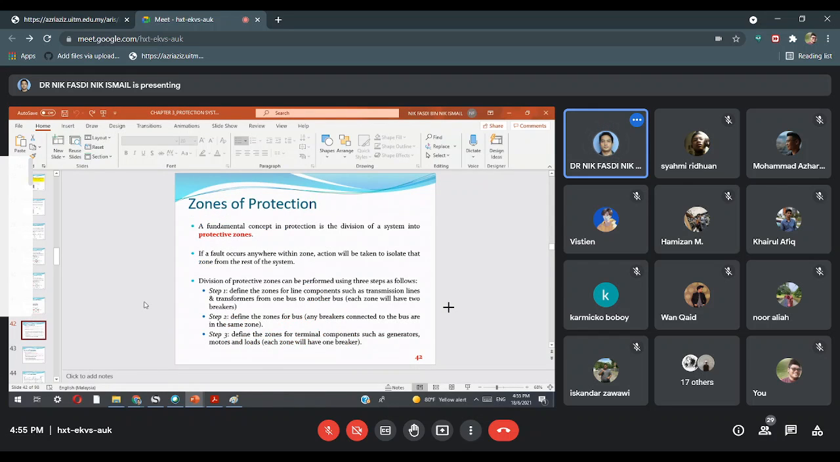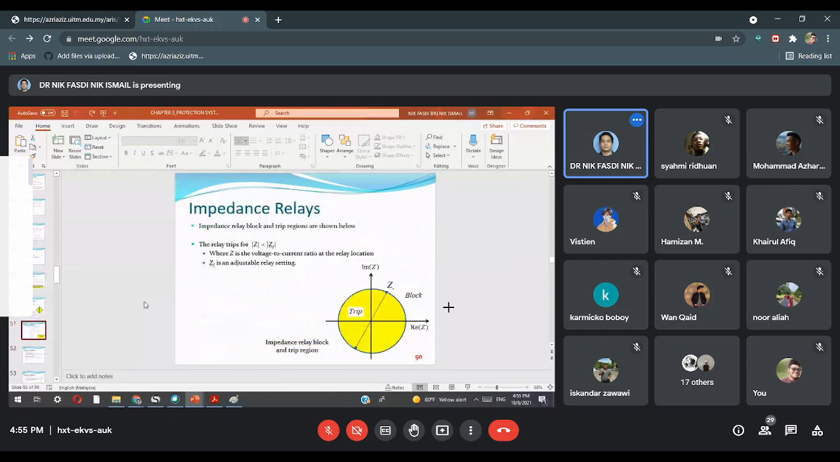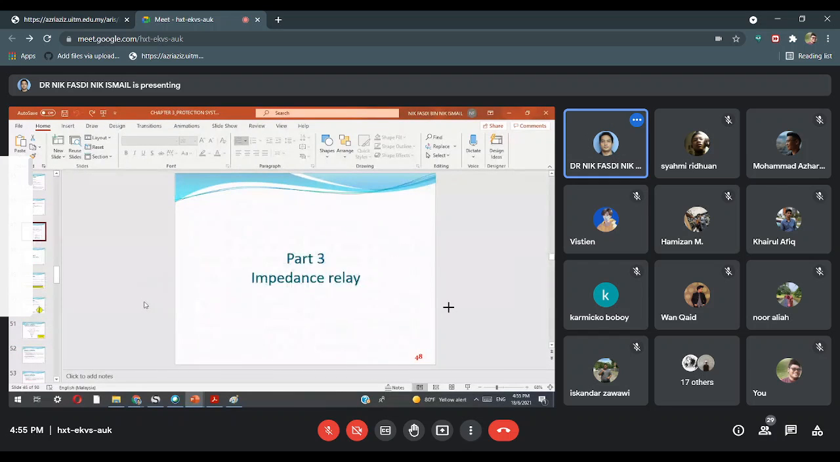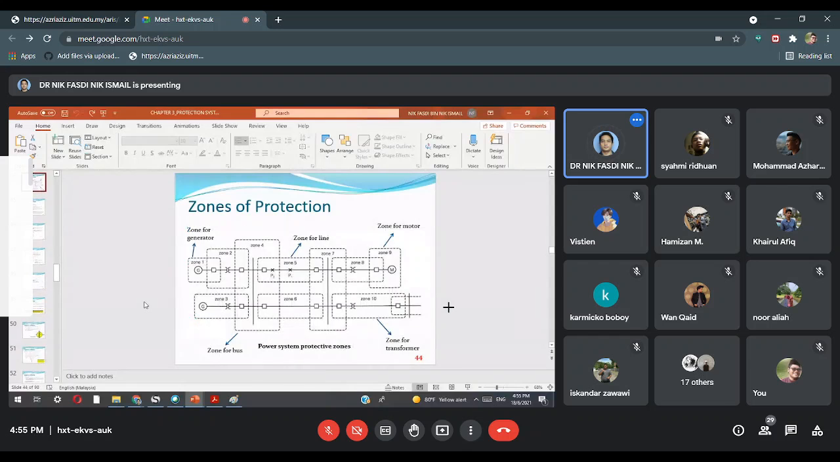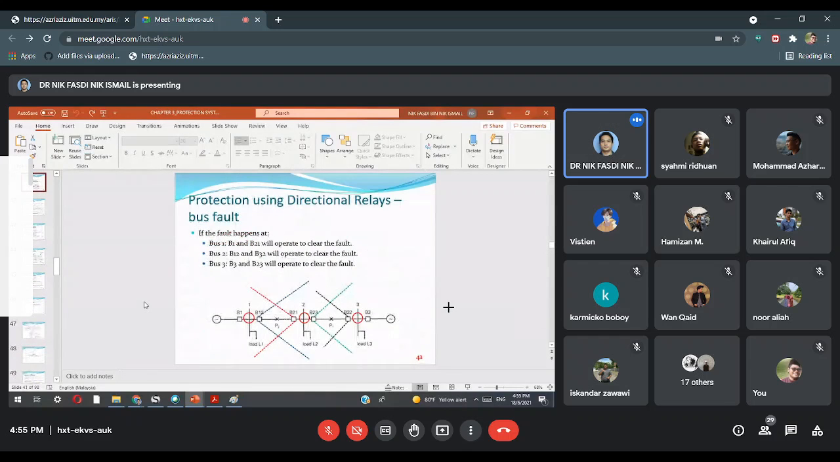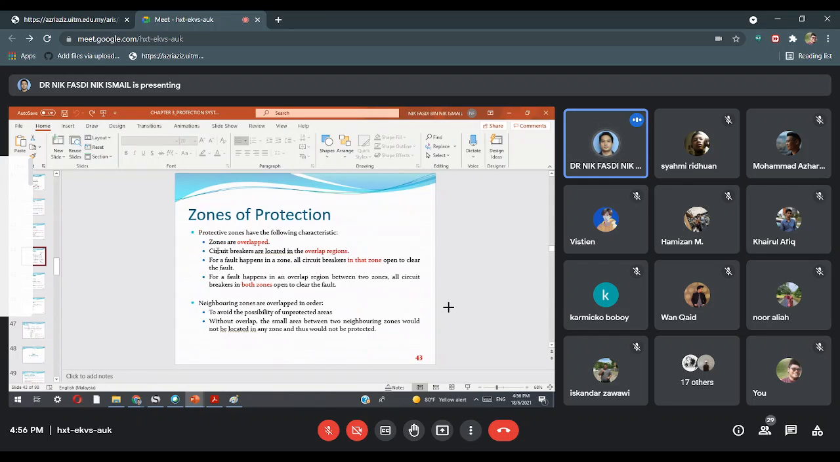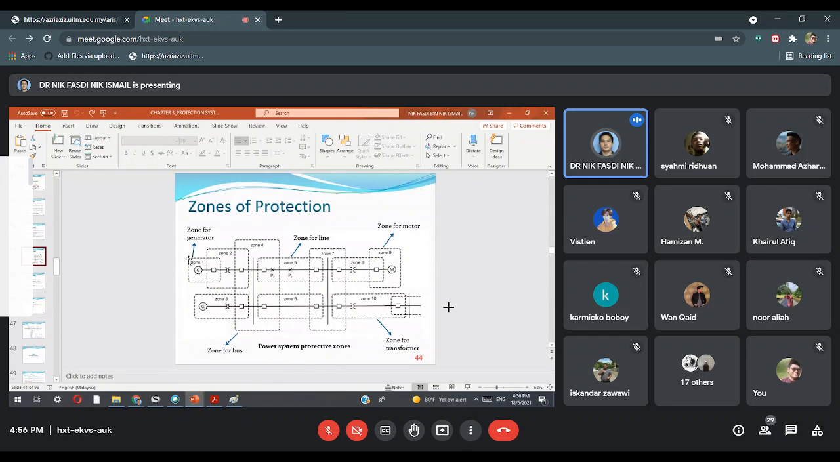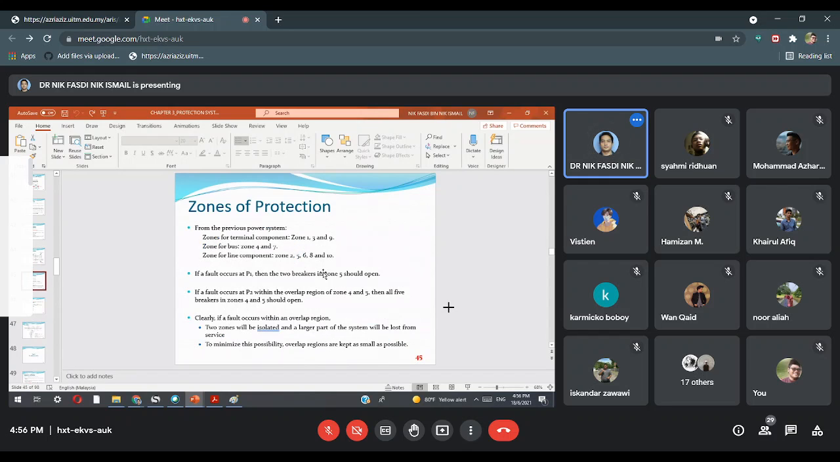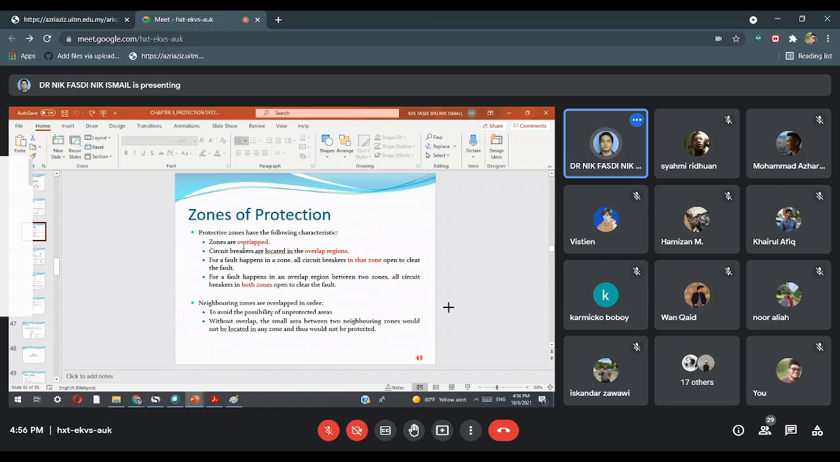So zone of protection, just a little more. Zone protection is based on zones. The fundamental concept in protection is the division of the system into protected zones. We have relays and we base them on zones. For example, the transformer is one zone, the generator is one zone, and between them there is also a zone. This is the zone of protection.